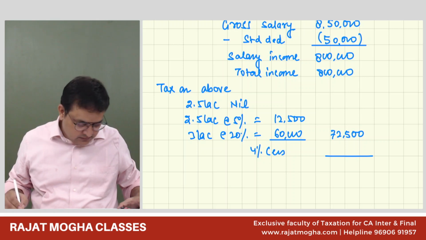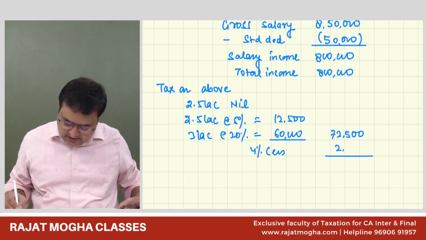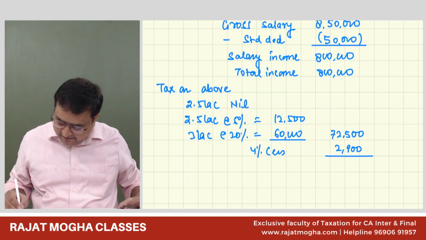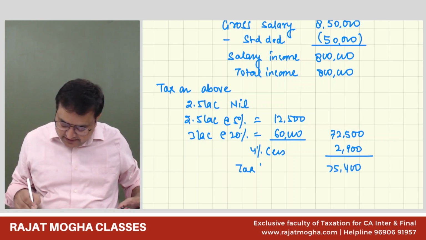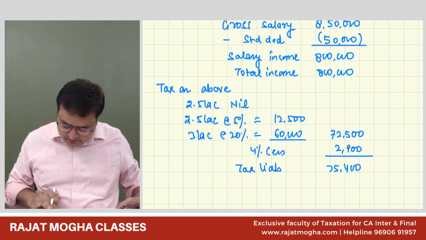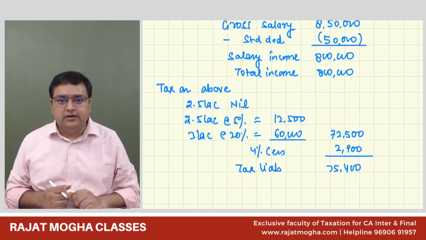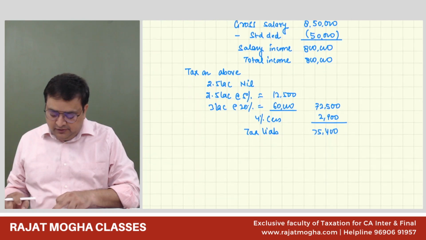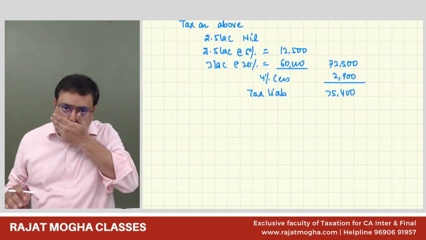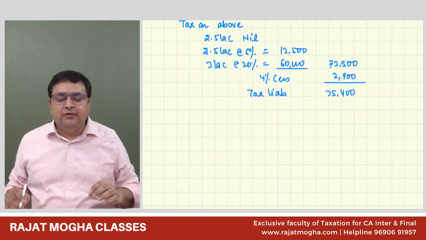2,900, sir. 2,900. So it would be 75,400. This is his tax liability. 75,400. So now his TDS will be deducted.